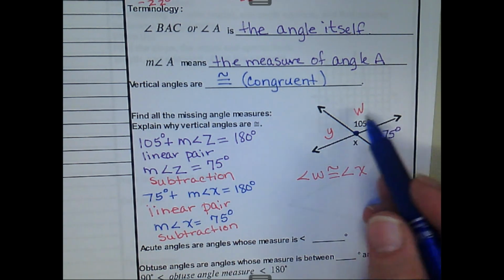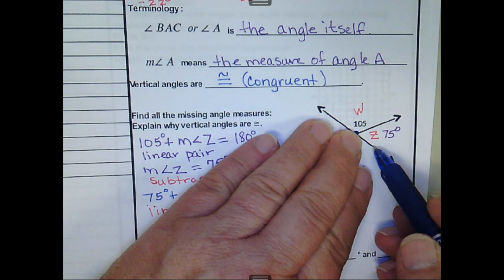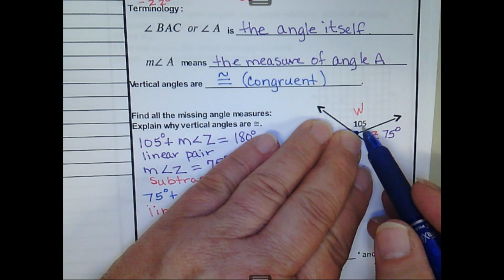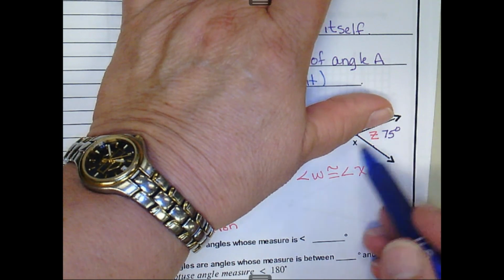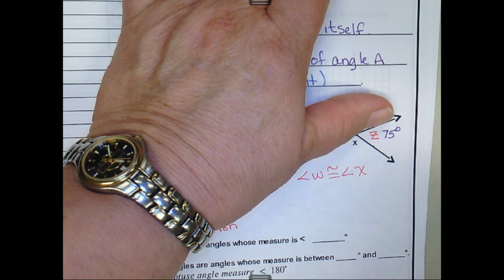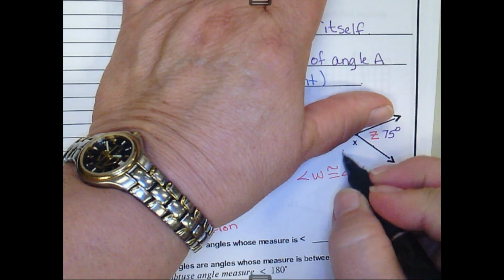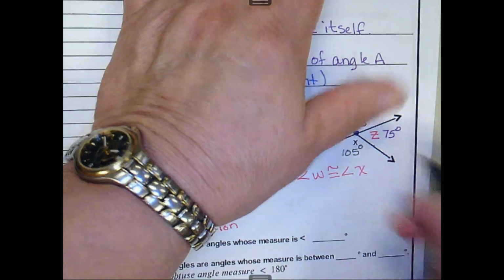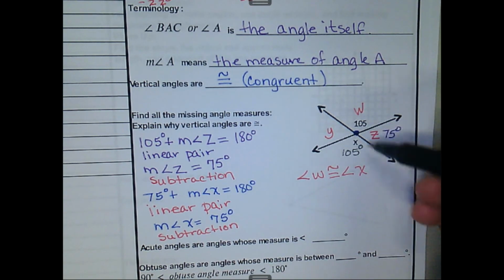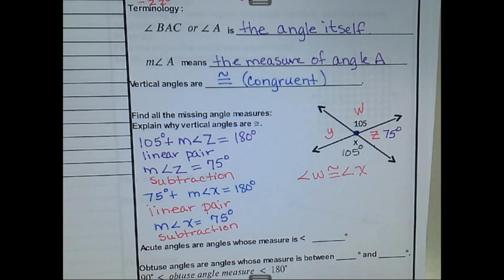So we know that these two angles add up to 180. So if this is 105, this is 75. These two angles add up to 180. So if this is 75, this one must be 105 also. So opposite angles there are congruent.